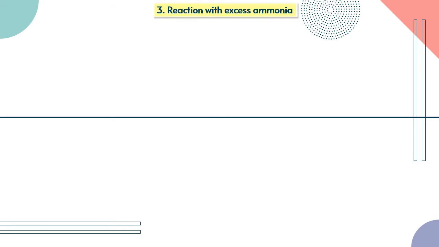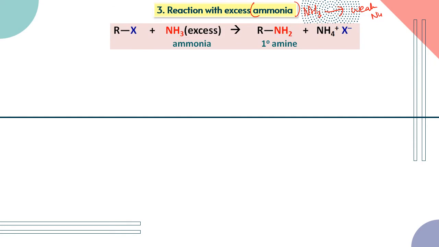The third reaction is the reaction with excess ammonia. The nucleophile that we are using is ammonia, NH3. Ammonia is a weak nucleophile. So this is the equation: our haloalkane with excess ammonia. When you are writing down the equation for the reaction with ammonia, it must be written as ammonia in excess.